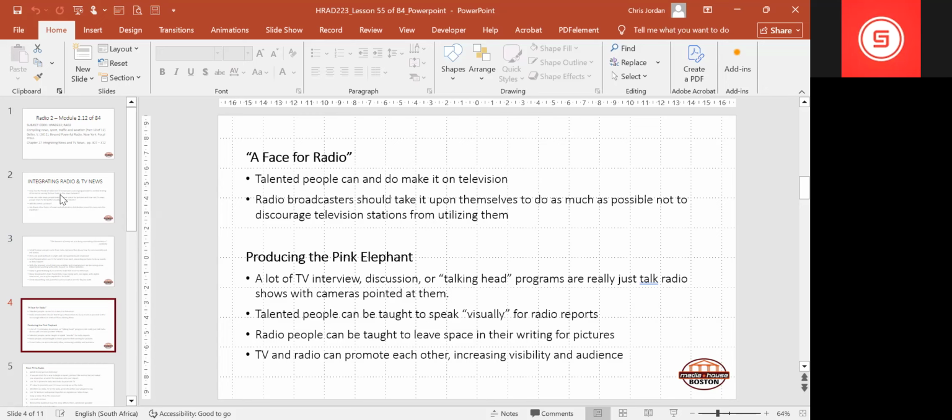If I look at old transmissions, which I really enjoy doing because I love antiquities and nostalgia and old school stuff, anyway, it doesn't matter. There's nothing wrong with most of the people, maybe all the people that were on air. And trust me, they were not all models, right? Radio broadcasters should take it upon themselves to do as much as possible not to discourage television stations from utilizing them. Now, I can only do radio because that's where I belong.